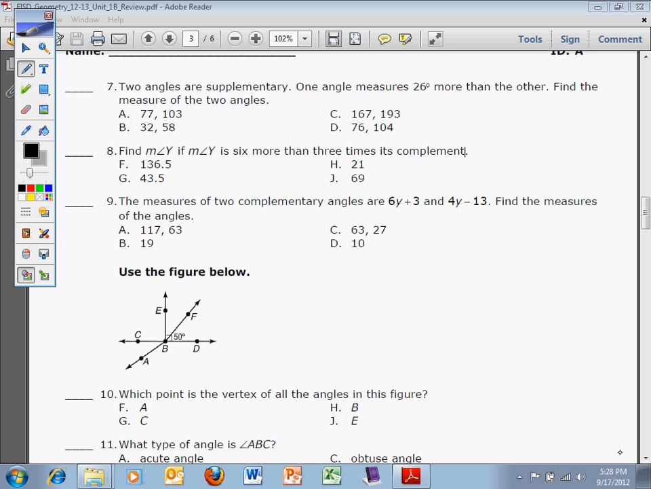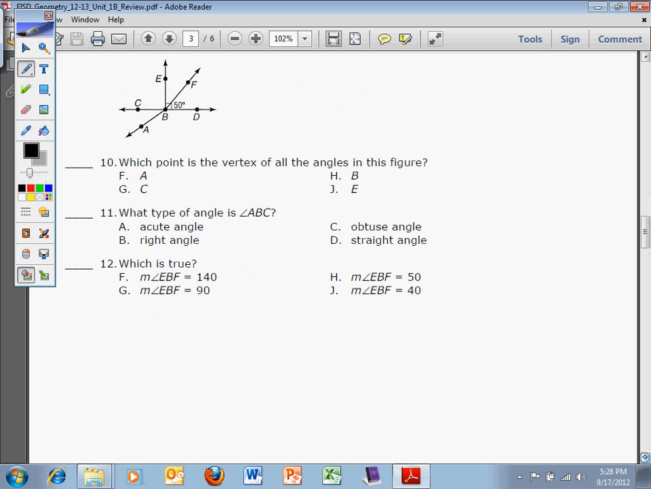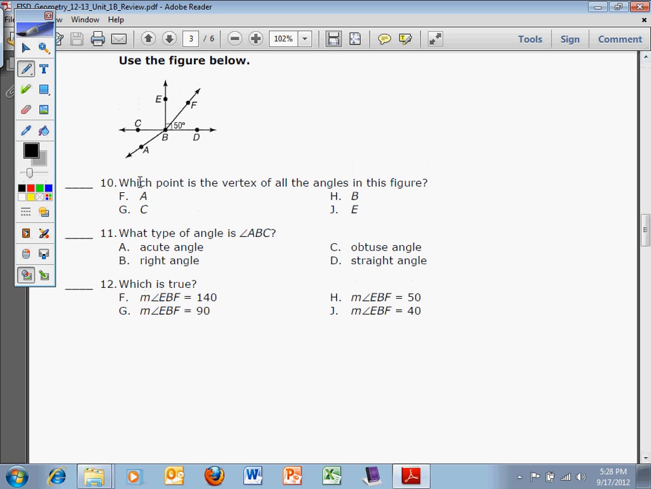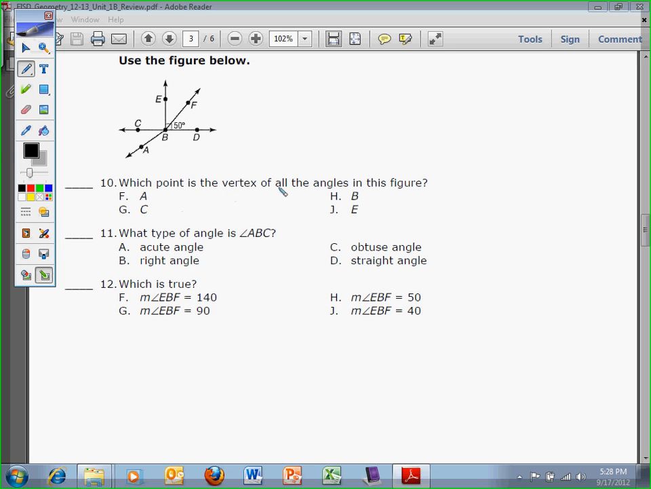Moving on to 10. For 10, we're going to use the illustration that they've given us. It says, which point is the vertex of all the angles in this figure? Okay, so I find all the angles. I have angle ABC, CBE, EBF, angle DBF, angle ABE, multiple angles. But the vertex, or where they all meet, is B. They all share the same vertex.